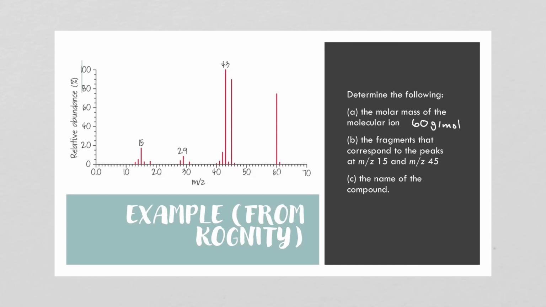The fragments that correspond to the mass charge ratio of 15 and 45. So we look up in our data booklet under section 28, CH3 was the first one, and then the other one was carboxyl. So we have CH3 and a COOH. So the name of the compound is ethanoic acid. It's a carboxylic acid.